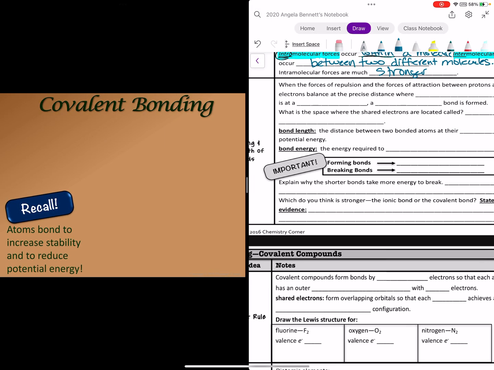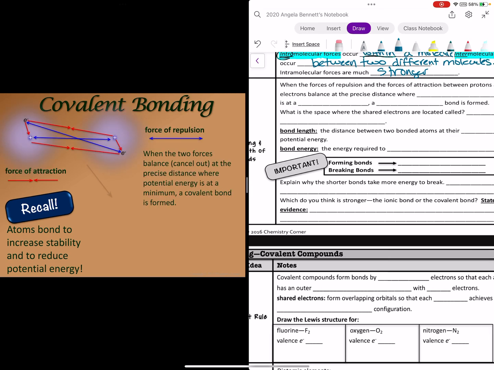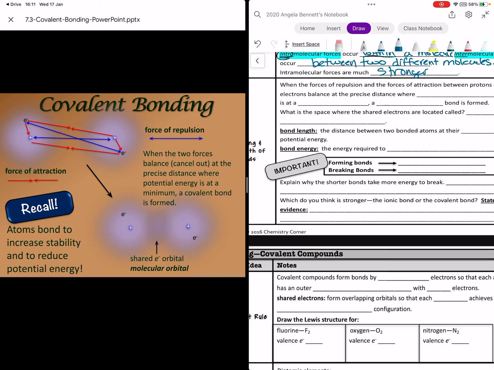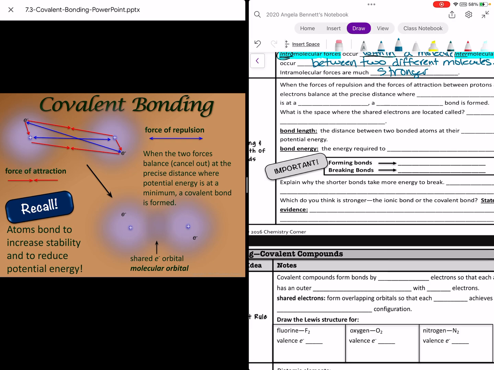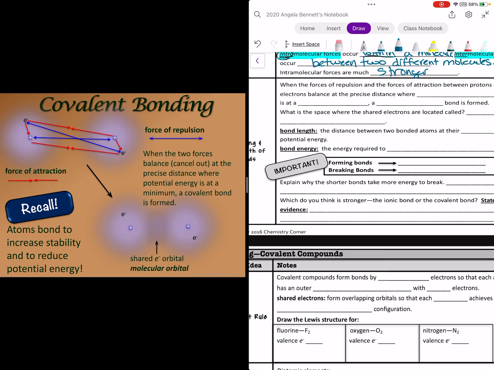Okay, so now this is an old slide from a previous unit, so if it looks a little bit familiar, we have used this exact slide before. The red arrows are showing us force of attraction. You see in the bottom left-hand corner and the top right-hand corner, we have plus signs, and in the upper left-hand corner and the bottom right-hand corner, we have an electron, which is negative. We know positives and negatives attract each other, and two positives are going to repel and two negatives are going to repel.